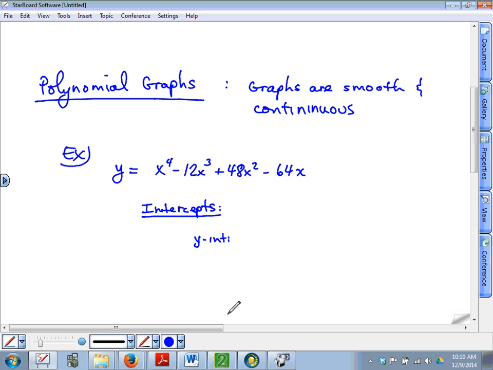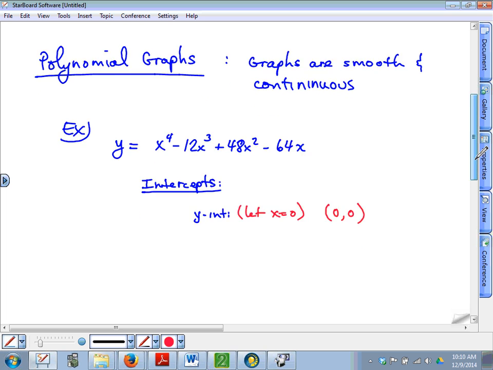How do you find a y-intercept? You let x equal 0. This is kind of nice. Every single term of the polynomial has x. So if all the x's equal 0, the y-intercept is (0, 0).